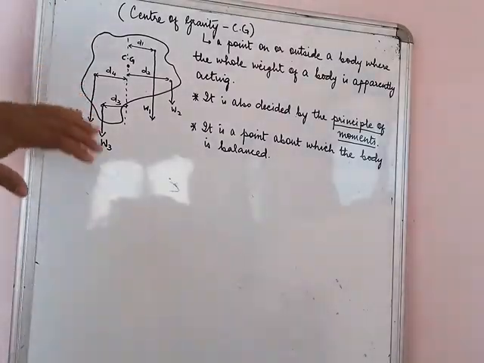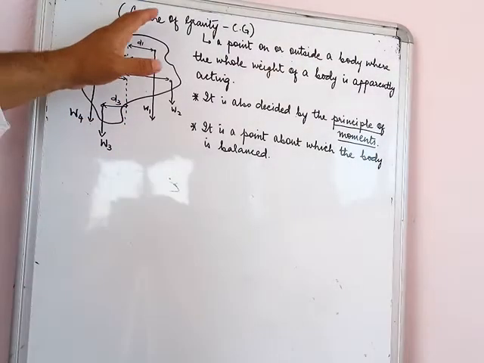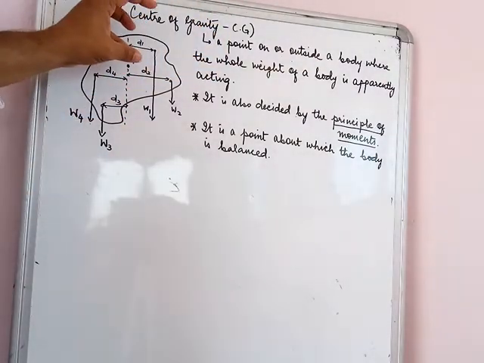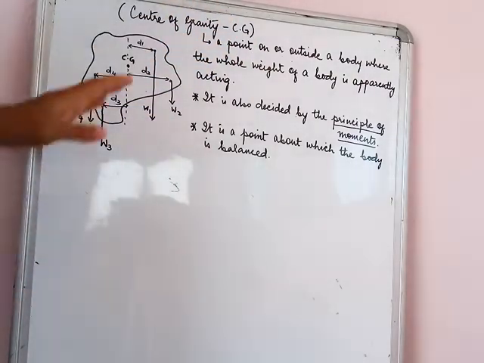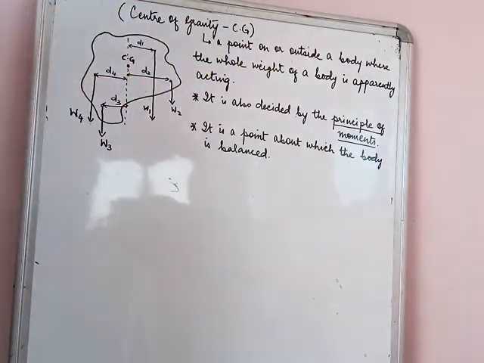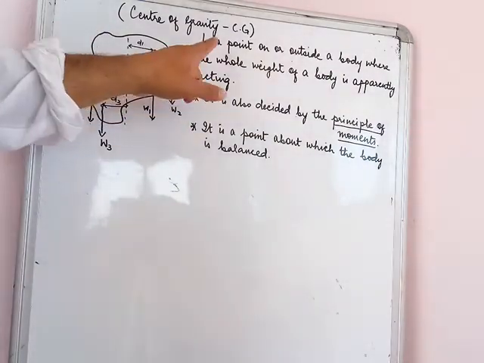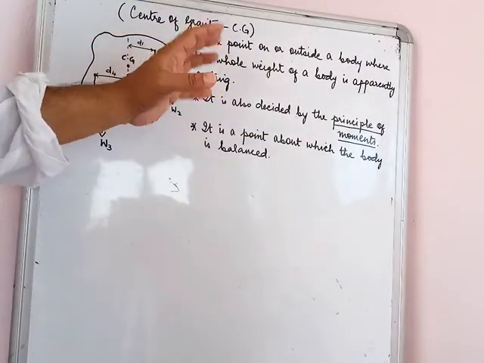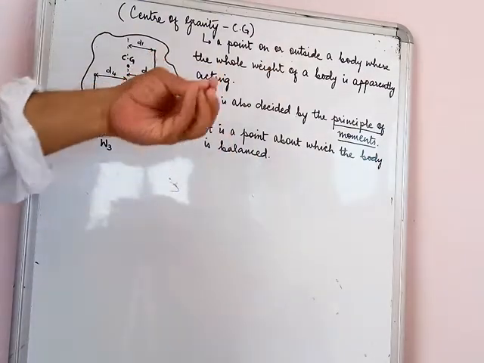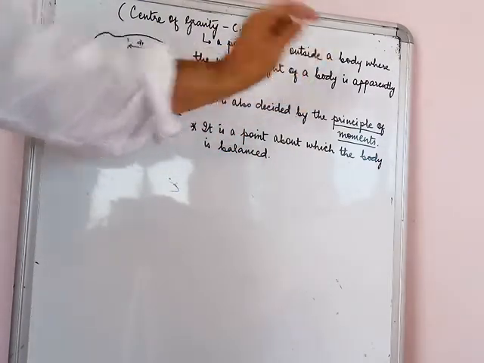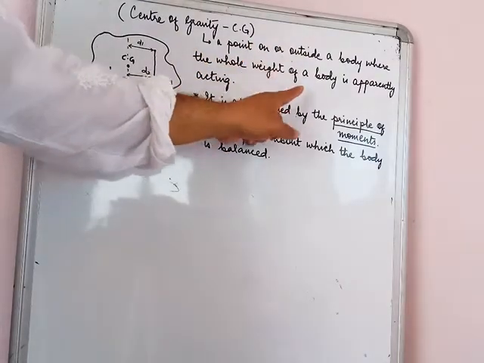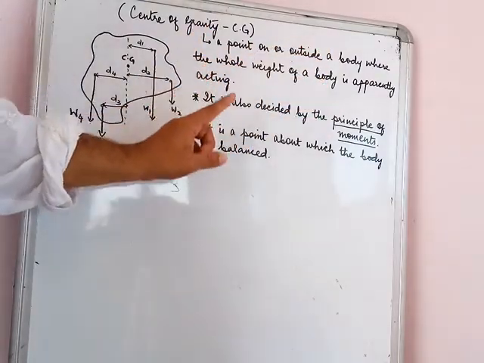Now the next topic in the same chapter is center of gravity. The short form is capital C dot capital G. Now I have written a few things down just to save time. Let us first go through that. Center of gravity, as we already understand in layman's term, is a point on or outside a body where the whole weight of a body is apparently acting.